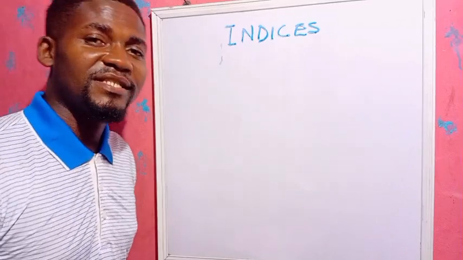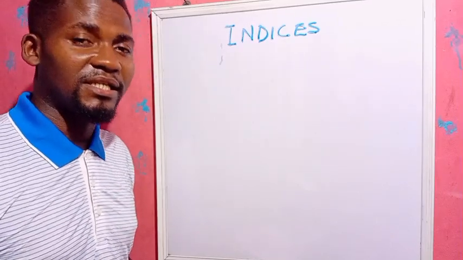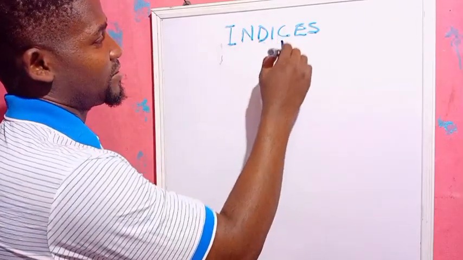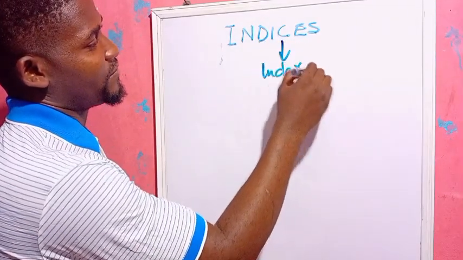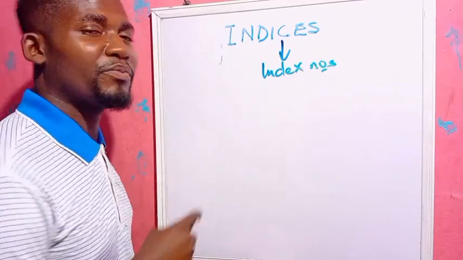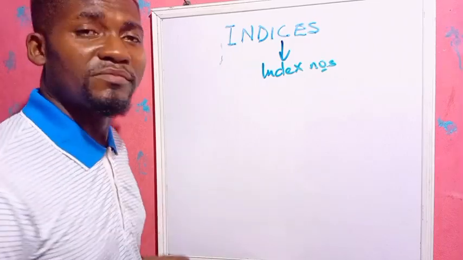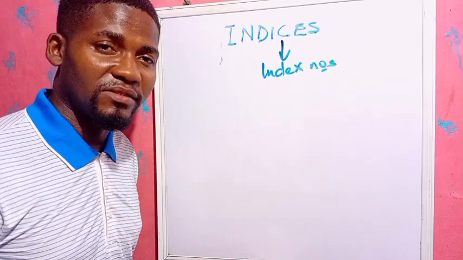Now, we're looking at indices. Indices is a special topic in mathematics that actually deals with index numbers. We have index numbers as a focal point of indices, so it deals with operations involving index numbers. What are index numbers? Index numbers are the powers of base numbers.